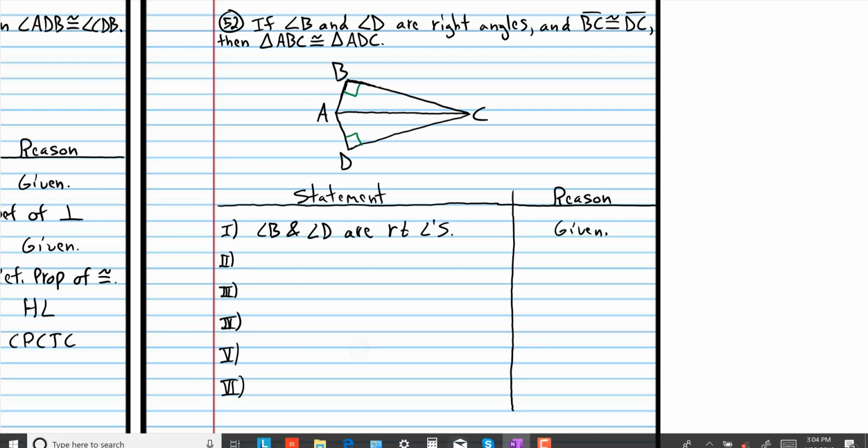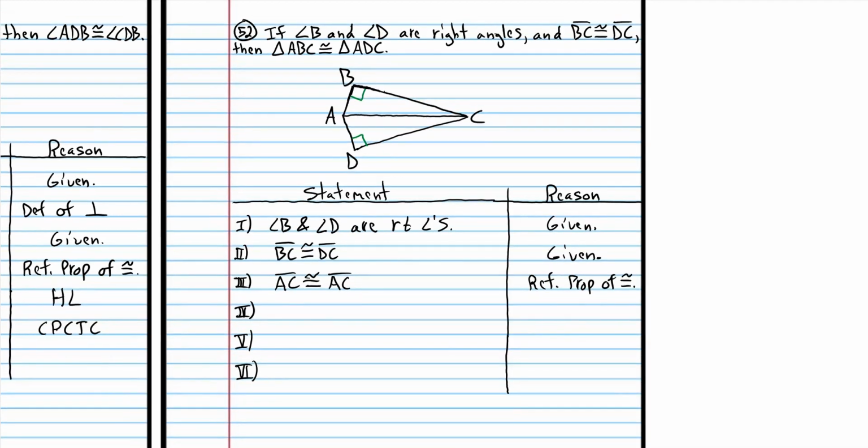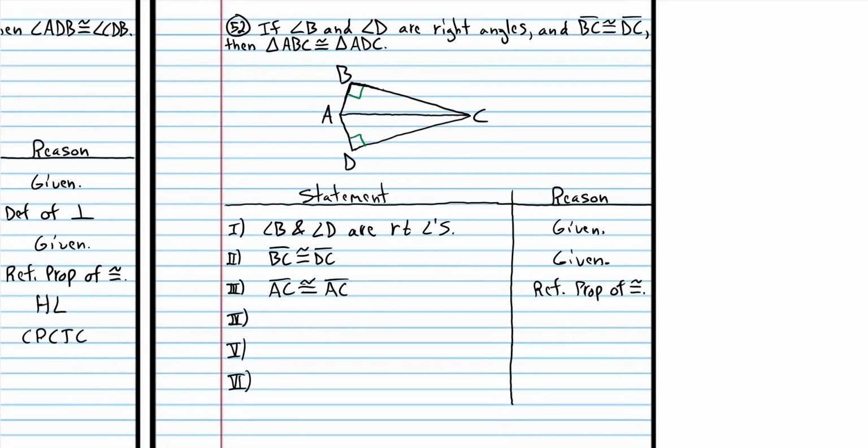And we know that BC is congruent to DC. That's all given information. And as in the previous problem, we know that AC is congruent to itself. That's how we show that AC is common to both triangles, and that's the reflexive property of congruence. So AC, if you didn't notice, is the hypotenuse for both triangles.